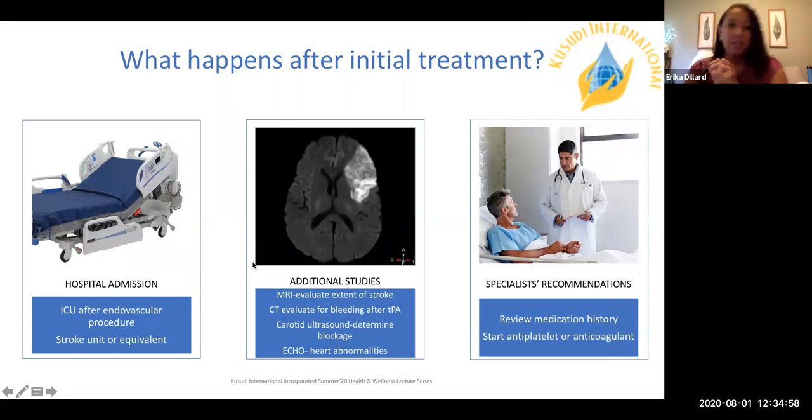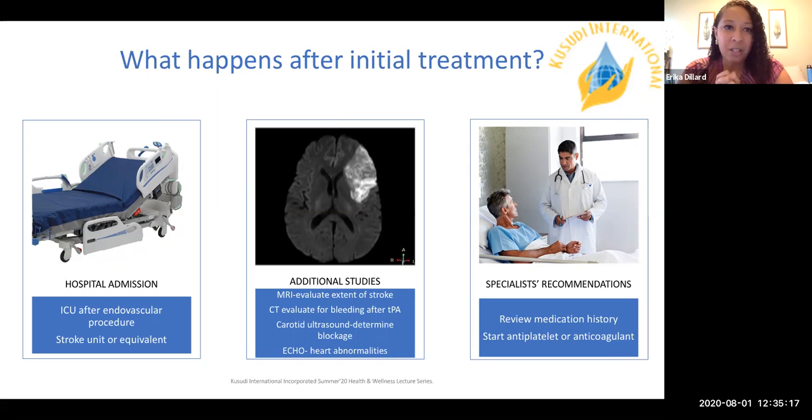So as we continue through the management of stroke, once you have your treatment, whether it's TPA or a surgical intervention, you're not out of the woods, and it's important to know. Once you get that treatment, you're not going home right away. And this is very important for your outcomes.